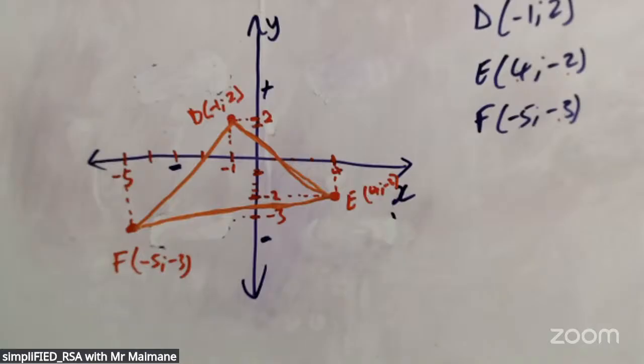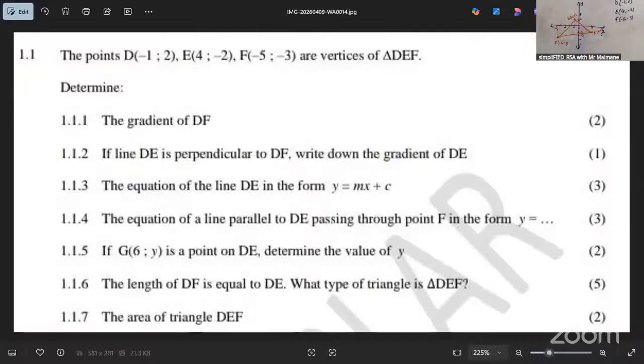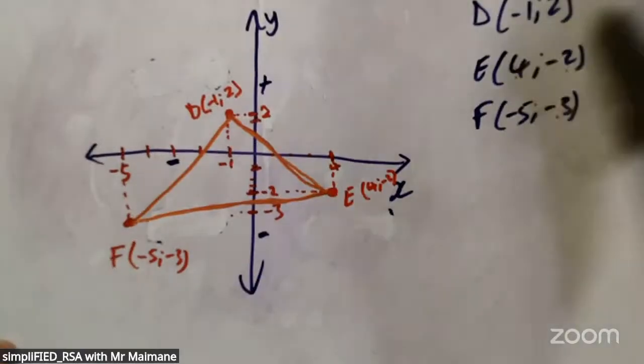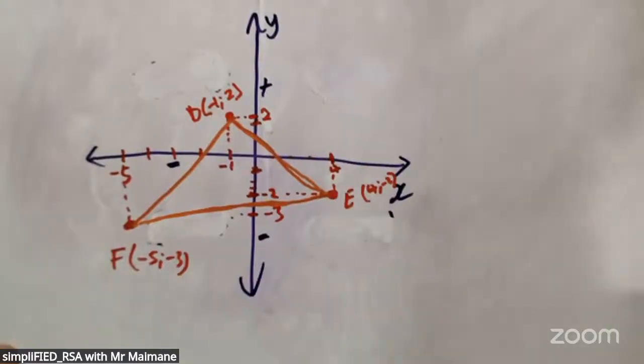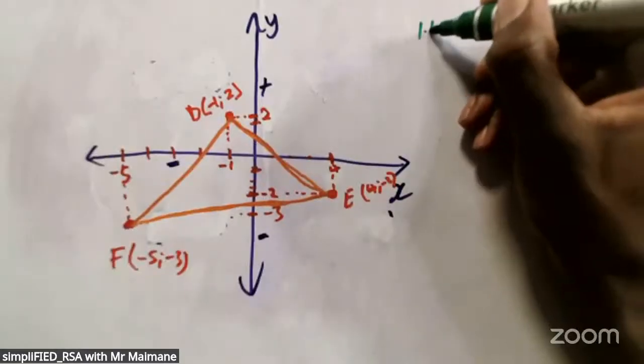Yes. And then from here, you can brag all the way you want. Now, 1.1, we have to get the gradient of DF. Two marks. That's not a problem anymore because we know we are good in that part now. So you do your thing.